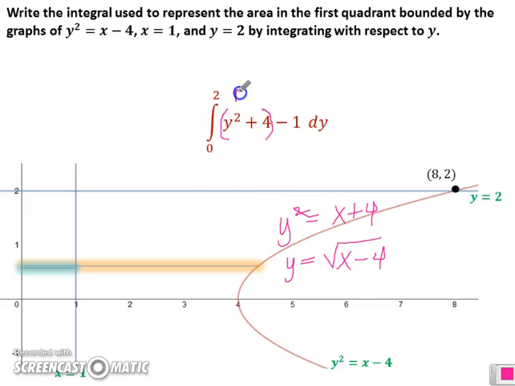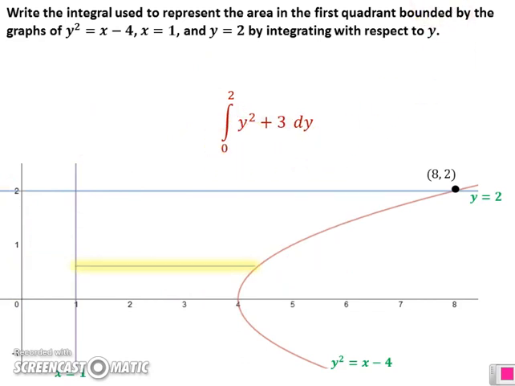This is the right curve. And then x equals 1 is the left curve. And then because we're going on the y-axis this time, we're going from 0 to 2, this section here. And we can simplify this and get y squared plus 3, and that represents the area between the right curve minus the left curve. And we don't have to find the area, we can just write the integral like the directions say.